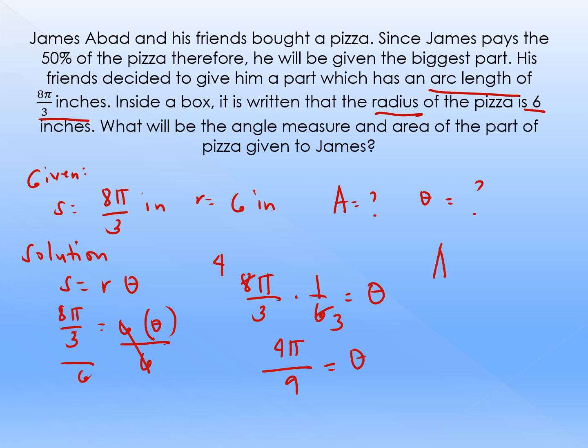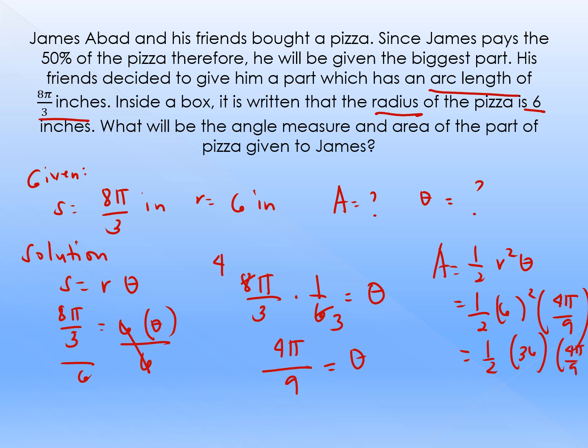Now, to find the area, we have 1/2 r squared theta. Now, let us substitute 1/2. Instead of writing r, we're going to write 6. So we have 6 squared times theta, which is equal to 4 pi over 9. Now, let's simplify 6 squared. So we have 1/2 times 36 times 4 pi over 9. Now, let's simplify. 36 times 4 is 144 pi. Over 2 times 9 is 18.